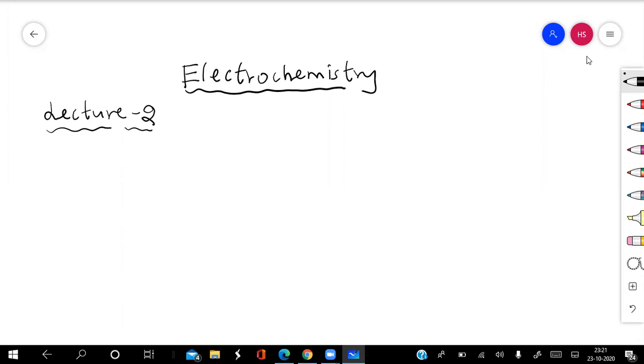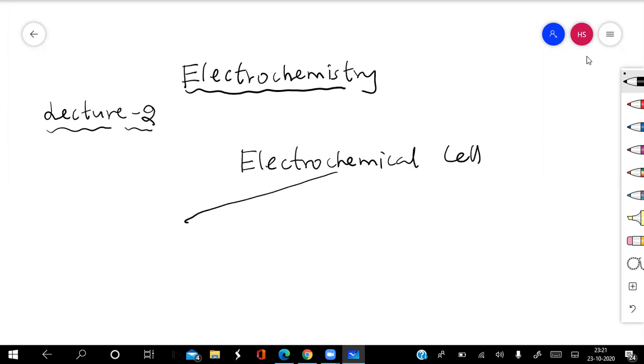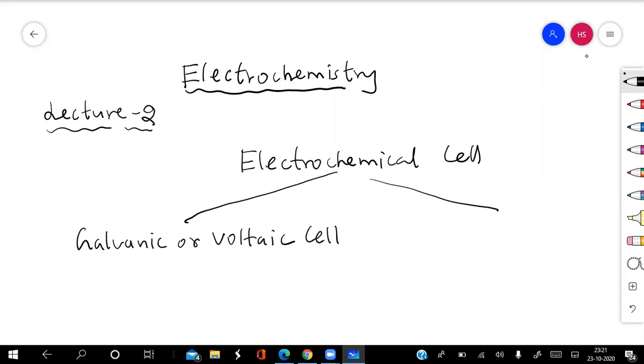So accordingly, there are two different types of electrochemical cell. One is called the galvanic or voltaic cell, and the other is called the electrolytic cell.